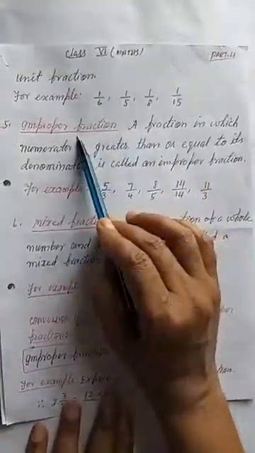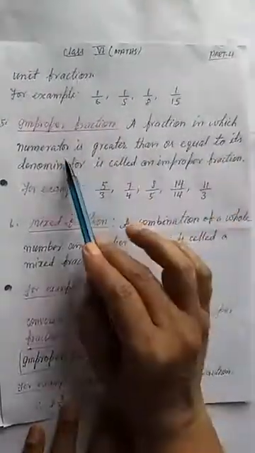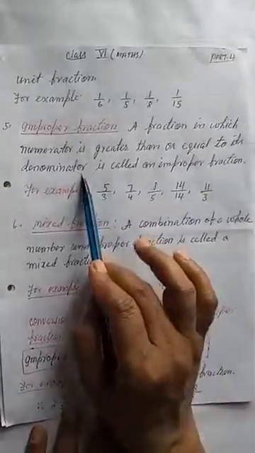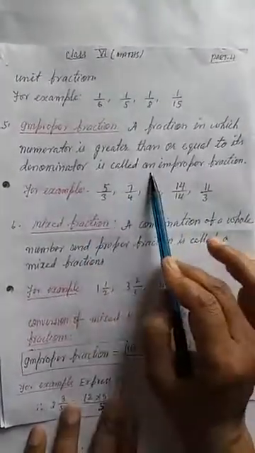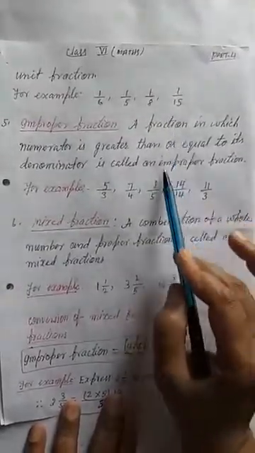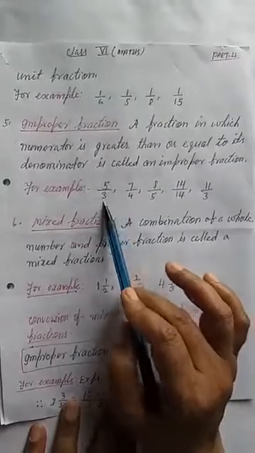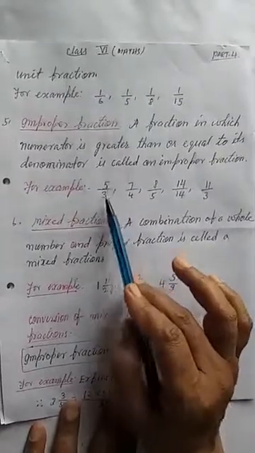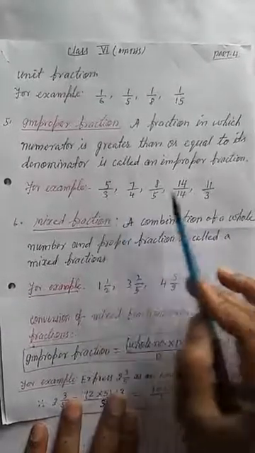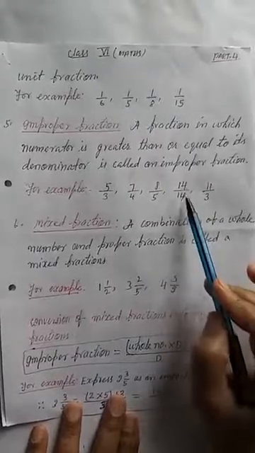Now improper fraction. The fifth is improper fraction. A fraction in which the numerator is greater than or equal to its denominator is called an improper fraction. Keep this in mind. On the basis of this, examples are here. 5 upon 3: 5 is the numerator and 3 is the denominator. So 5 is greater than the denominator. And equal to the denominator means the numerator here is 14, and here also 14.